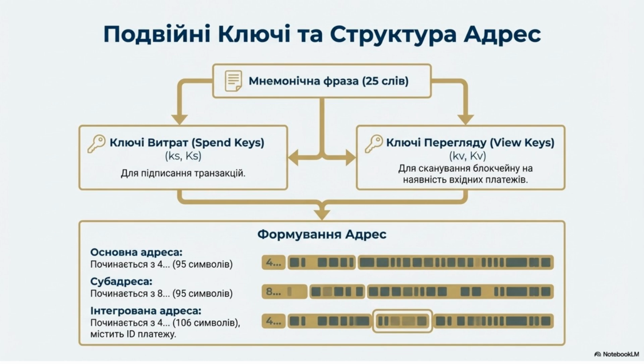Spend keys sign transactions, while view keys are used to scan the blockchain for incoming payments. Addresses can be basic, sub-addresses, or integrated, differing in their prefix and length.